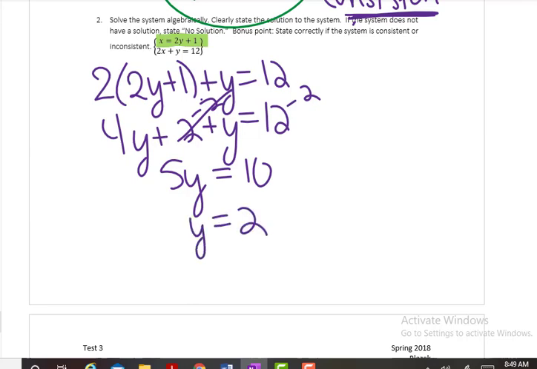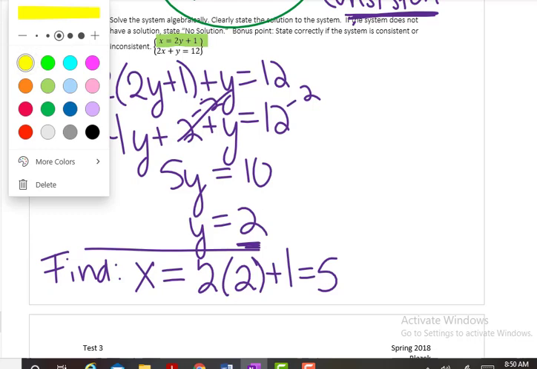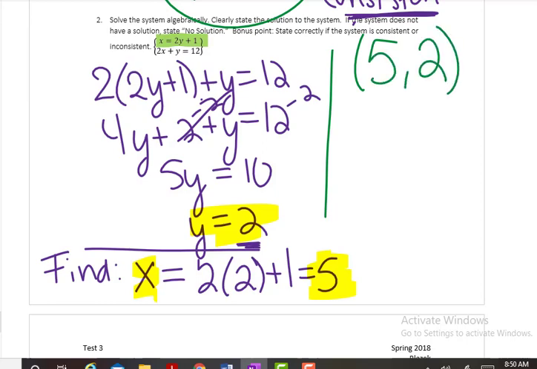All right, so I already have part of my solution. And now I'm going to find x by substituting this 2 into the green equation. You can use either, but this one's already nicely figured out because x is equal to 2 times, I'm going to replace the y right away, y is a 2, plus 1, which gives me a 5. So I have the two pieces I needed: y is 2, x is 5. I can state my ordered pair as, remember, it goes x and then y.